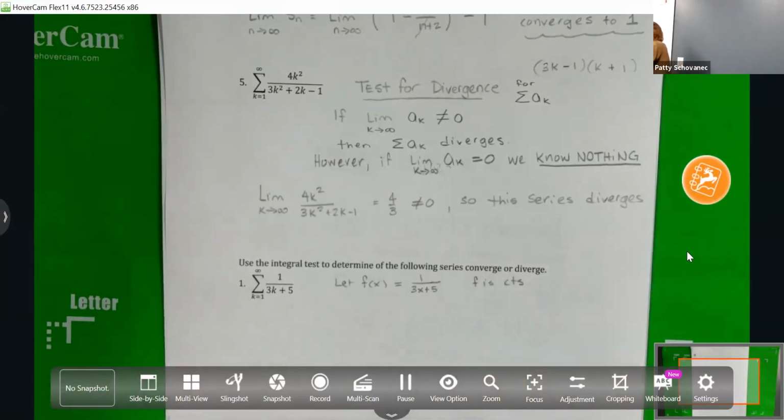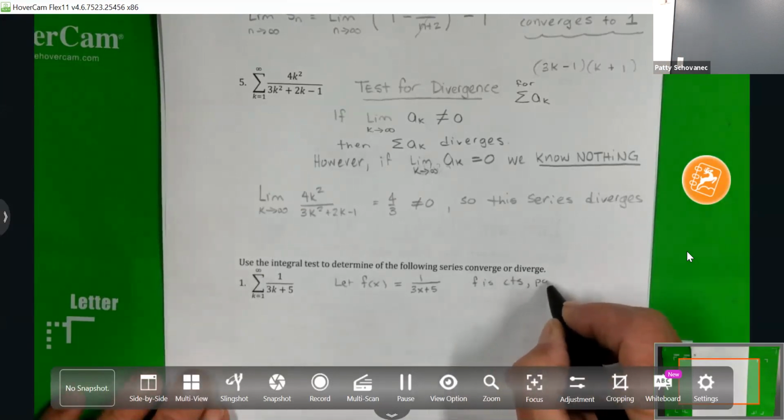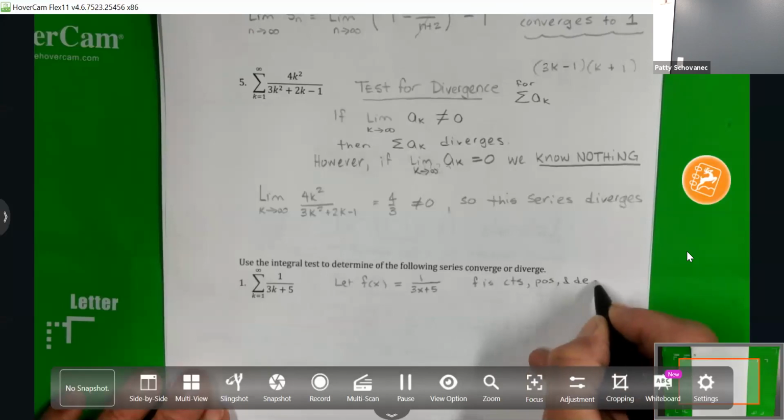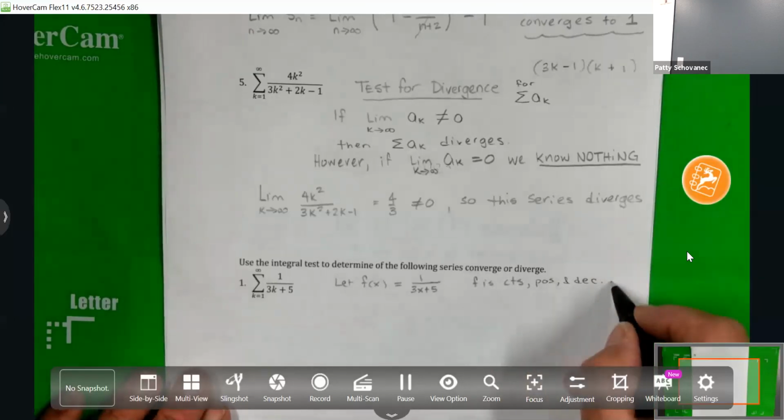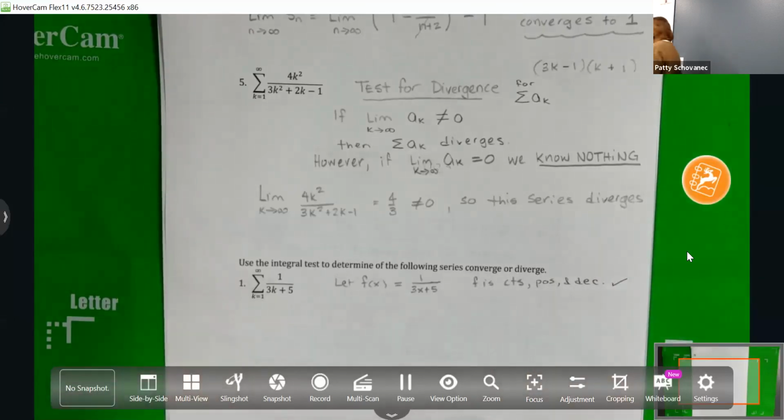It's decreasing because it behaves like the graph of 1 over x. You know, that's a hyperbola that's decreasing. I just got the 3 and the 5 on there, so that keeps it in the same shape. So it's continuous, positive and decreasing. So it fits all of the things that I need in order to use the integral test.